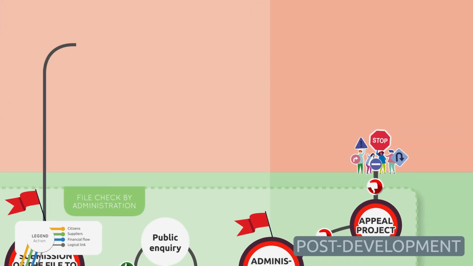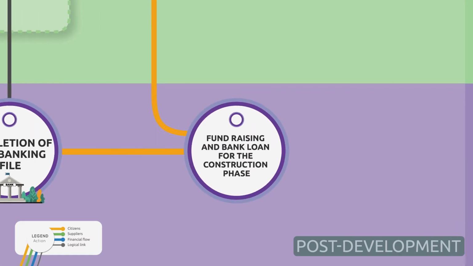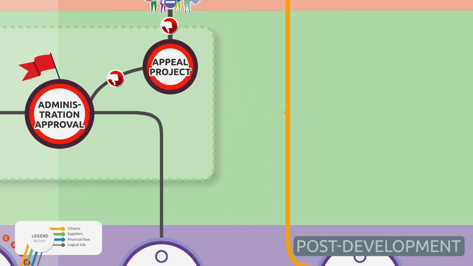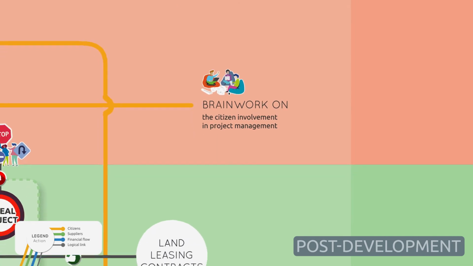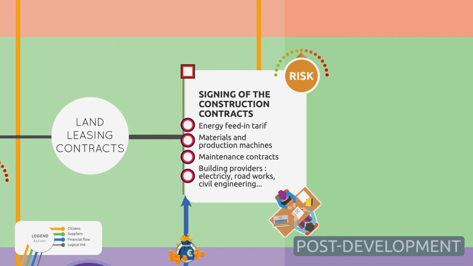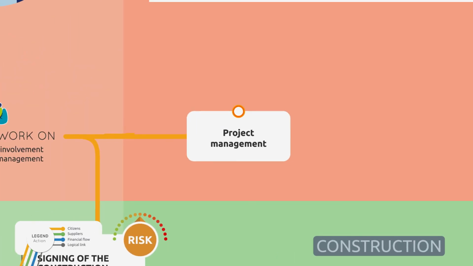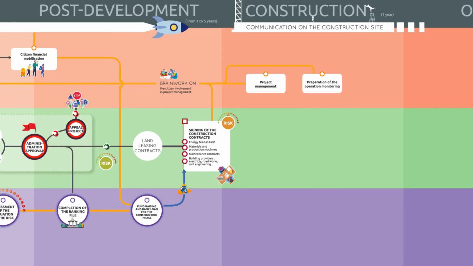During the post-development, the community should be taking part in citizen financial mobilization and project management studies. This section will help fundraise for the bank loan that is needed for the construction phase. It proceeds into the land leasing contracts and the signing of the construction papers. This document will identify energy feed-in tariff, materials and production machines, maintenance contracts, and building providers such as electricity, roadworks, and civil engineering. The communication on the construction site is significant to establishing good project management and essential for the preparation of the operation monitoring.